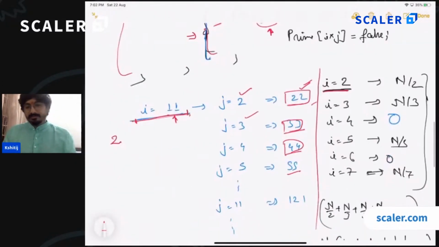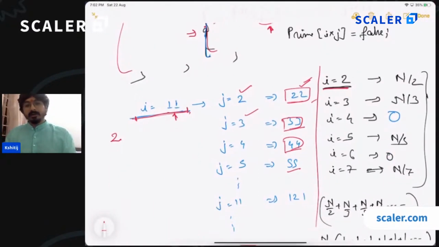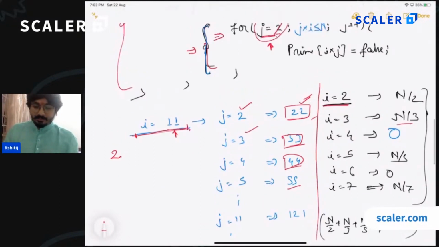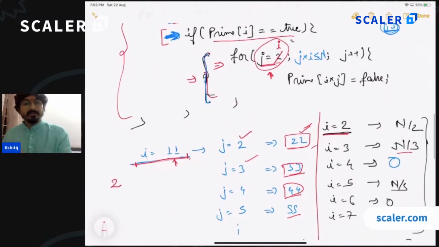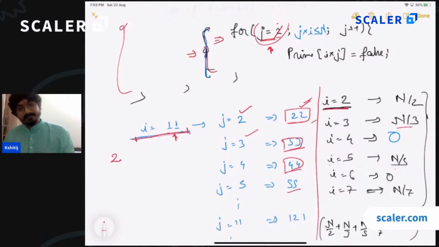Similarly, for i equals 3, you will run the inner loop for n by 3 times. For i equals 4, this is a very important thing: before running the inner loop, you always check whether this number is prime or not. 4 is not a prime, so for 4 the inner loop will never run. For i equals 5, the loop runs for n by 5. Then for 6, since 6 is composite, the loop does not run. Then for i equals 7, the loop runs for n by 7, and so on.